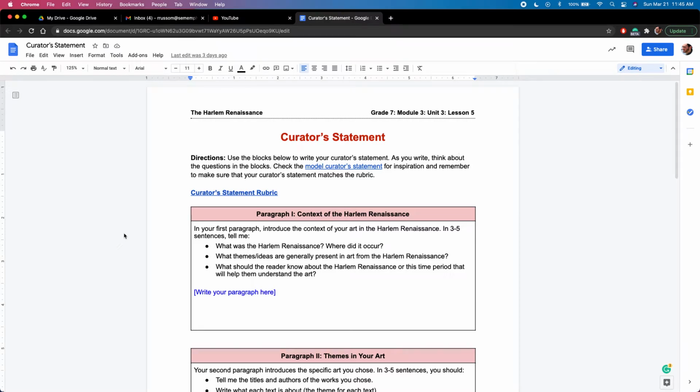We've got 1 week left before spring break, so let's finish strong. And one of the ways that we can finish strong is by finishing our project, which wraps up everything for our module on the Harlem Renaissance.